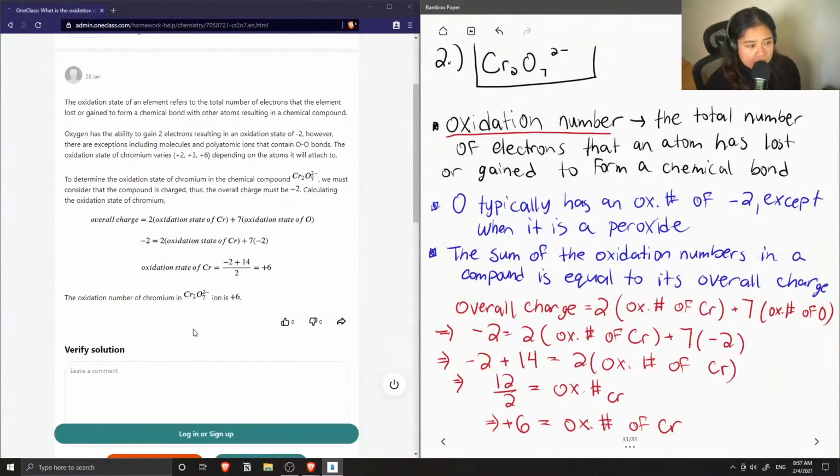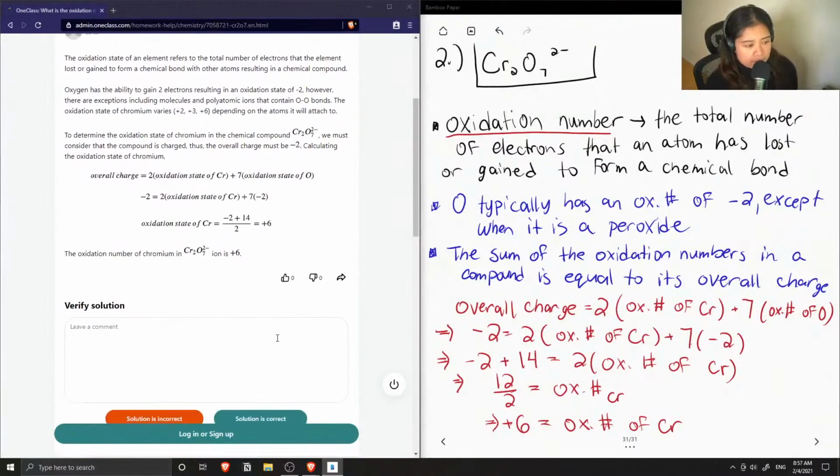The oxidation state of chromium varies, +2, +3, and +6, depending on the atoms it will attach to. To determine the oxidation state of chromium in the overall compound, we must consider that the compound is charged, thus the overall charge must be -2. Calculating the oxidation state of chromium, they have the same equation and also got +6. So this solution is correct.